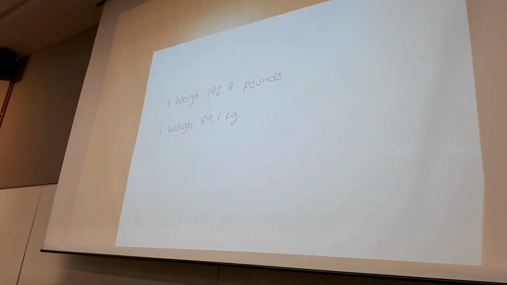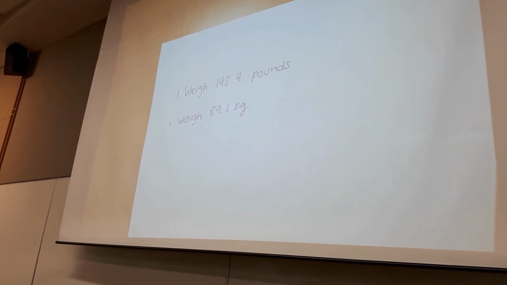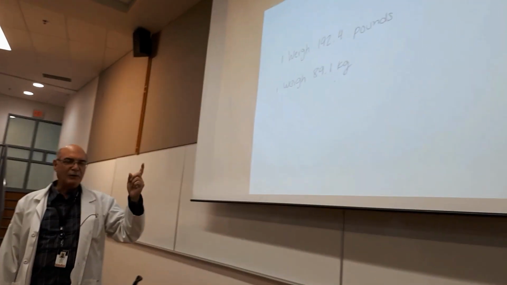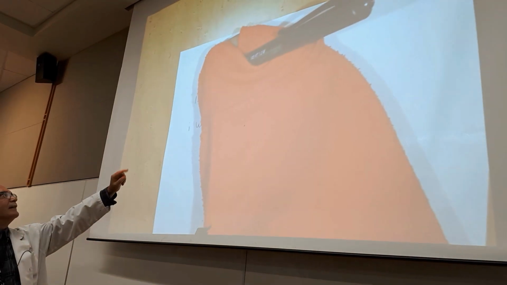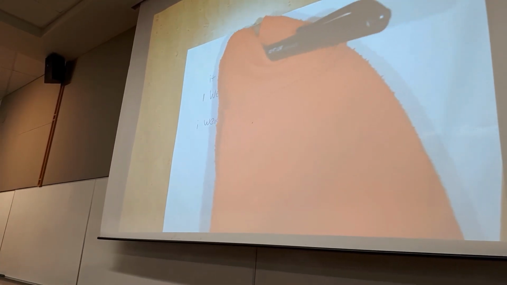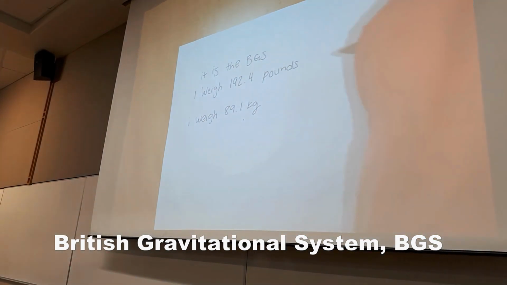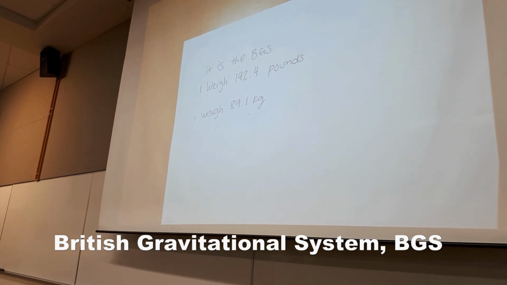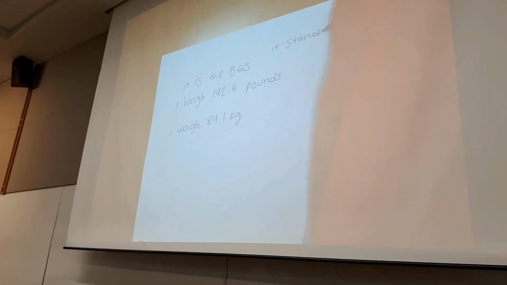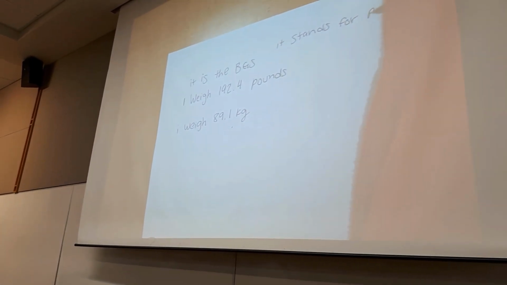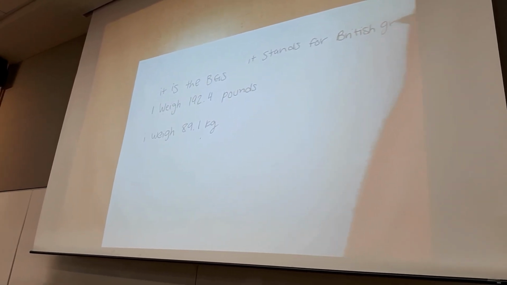Look at that first sentence. That first sentence says, I weigh 192.4 pounds. That sentence entirely is correct. This is what's known as, you write this down for the top line, the BGS system. British, write down BGS. BGS stands for British Gravitational.